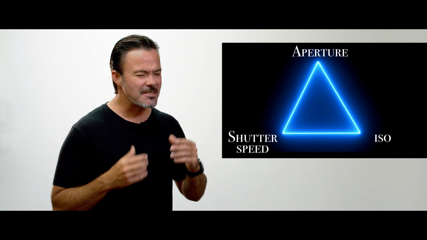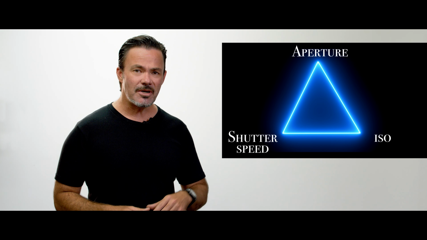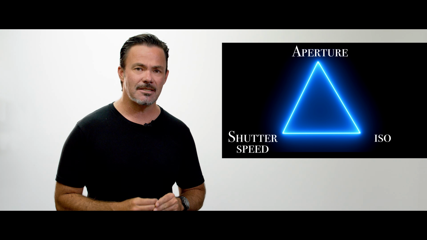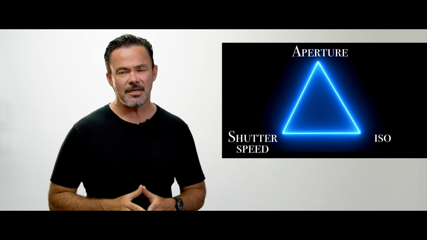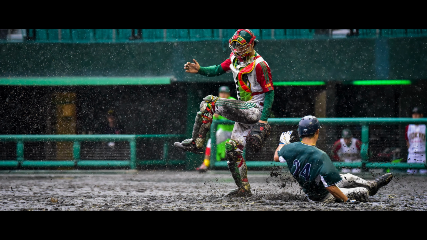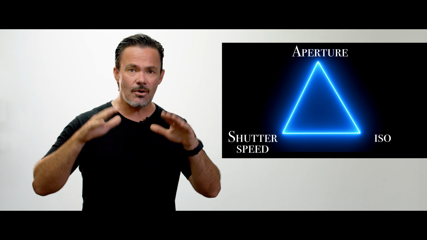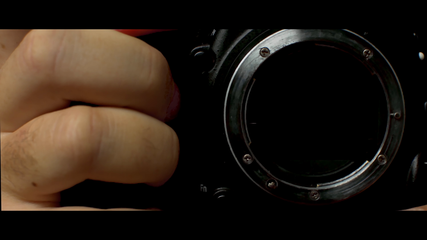Okay, shutter speed. Now this is fairly self-explanatory, but essentially when you have a fast shutter speed, you're limiting the amount of light that comes through to the sensor. This is fantastic when you really want to freeze the action, freeze the moment, particularly in things like sports photography or wildlife photography. As you slow that shutter speed down, you start to allow motion blur.